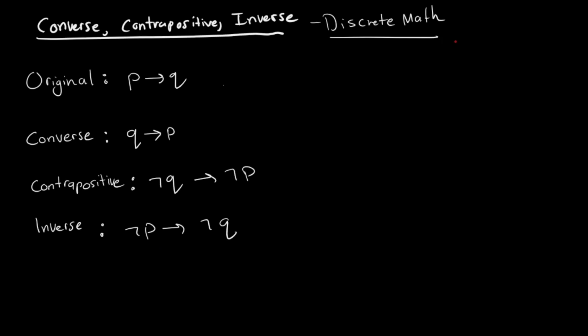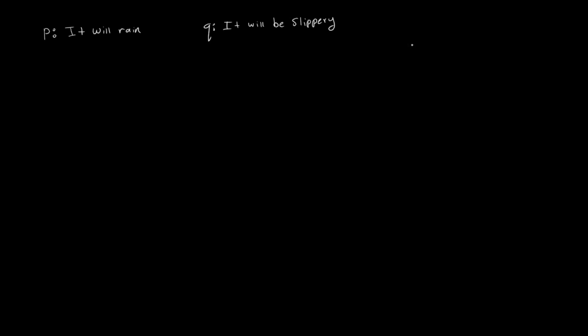Something to note is that the original basically states the same thing as the contrapositive, while the converse states the same thing as the inverse. So now let's look at some examples. If it will rain is represented by P, and it will be slippery is represented by Q, then let's look at what P implies Q would be. So our first one is original, which is P implies Q, right? So that means that if it will rain, this implies, which we can represent with then, it will be slippery.